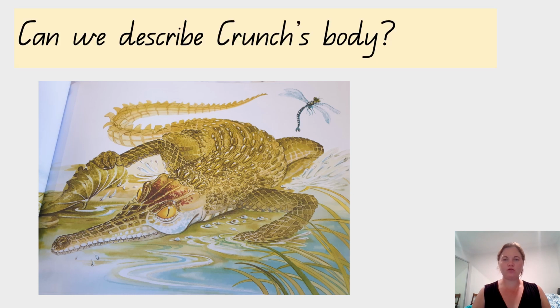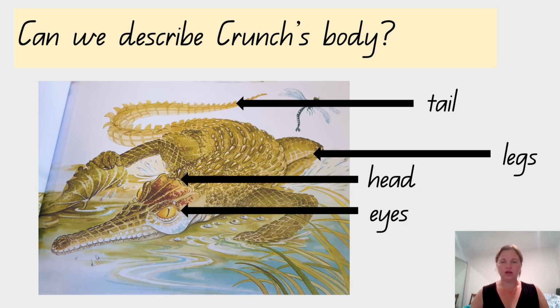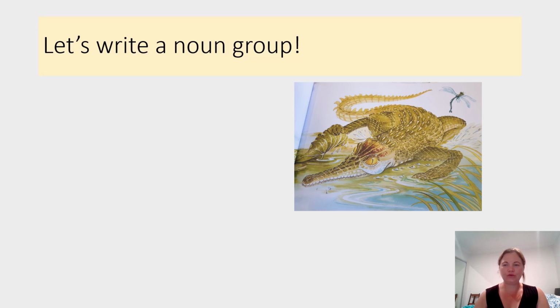Let's have a think about Crunch. Can we describe Crunch's body? What does Crunch have? He has a tail. He has legs. He has a head. He has eyes. And he has teeth. Let's write a noun group about Crunch. Crunch has a tail.